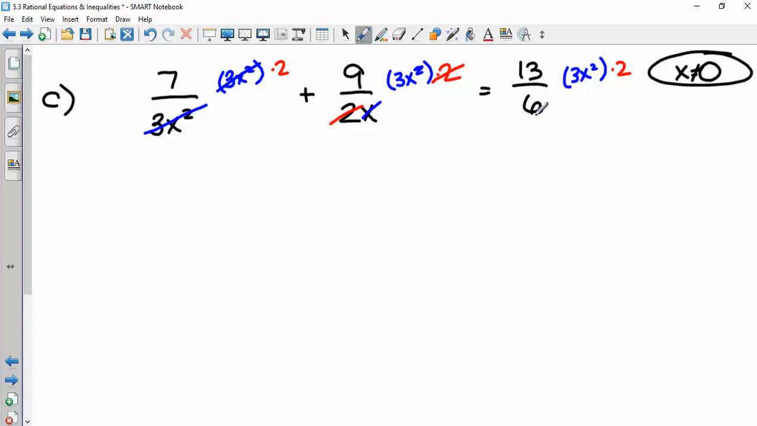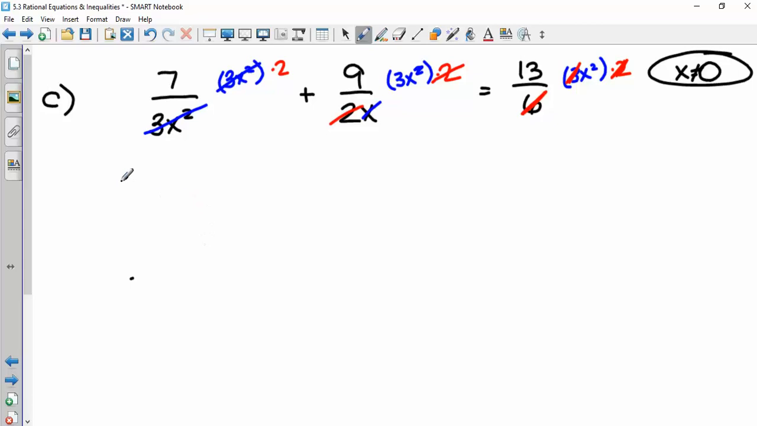Do I need to multiply by a 6? No. We already kind of have, haven't we? 3 times 2 is 6, so wouldn't that cancel this 6 already? Now, if you went ahead and multiplied everything by 6, it's not going to give you the wrong answer. You'll just have more reducing to do later on.